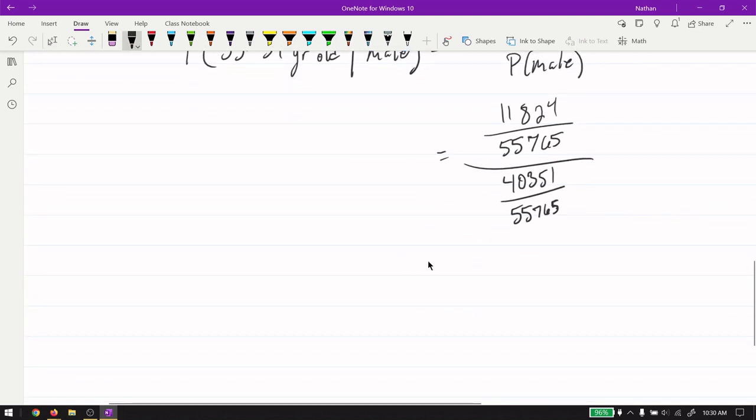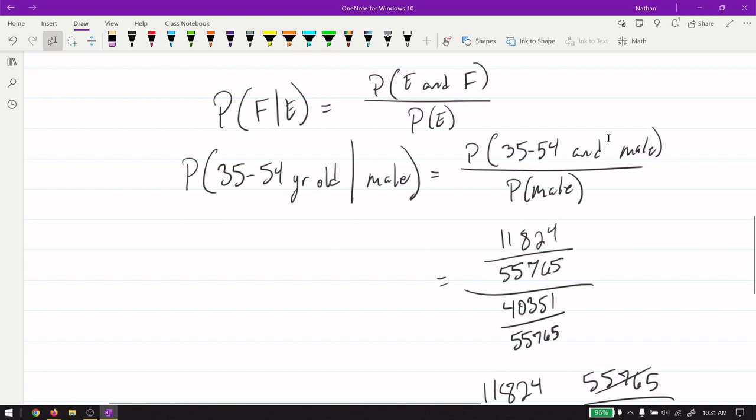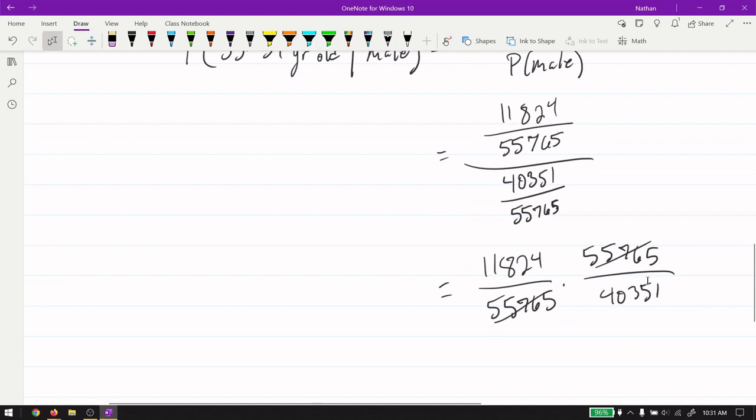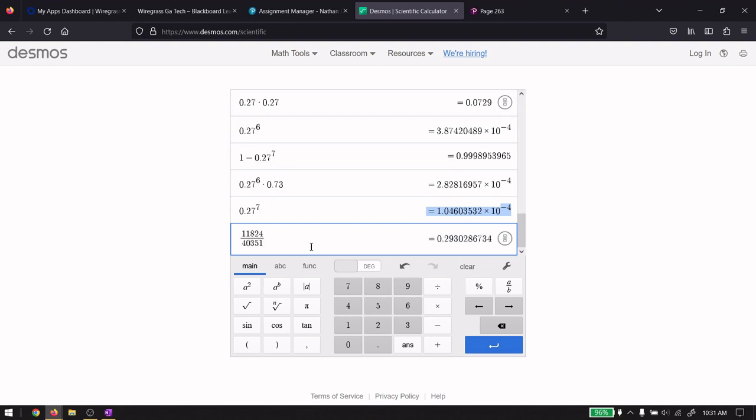Here we have division by a fraction, and you can see that really what happens is that the total number is multiplied by the reciprocal, so these numbers cancel. And all we have to do is take the possibilities that the driver was 35 to 54 and male, and divide it by just the total number that are male. Okay, let's go ahead and do that. And I get 0.293 for that probability.